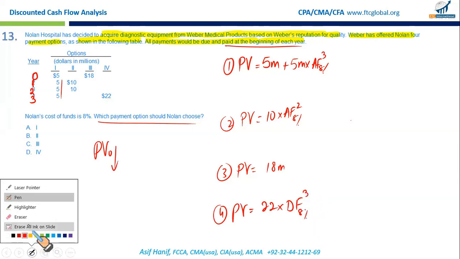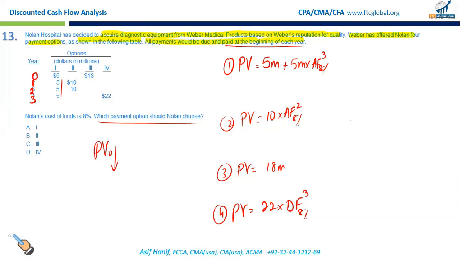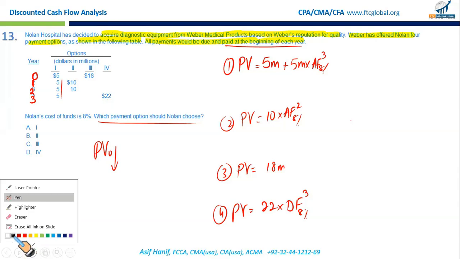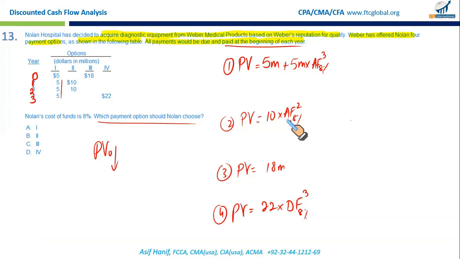So I'm going to write their numbers as I can see in the table. The annuity factor for 3 periods is going to be 2.577. Annuity factor for 2 periods is 0.926 plus 0.857, which is 1.783. And this discount factor for the 3rd period is 0.794.